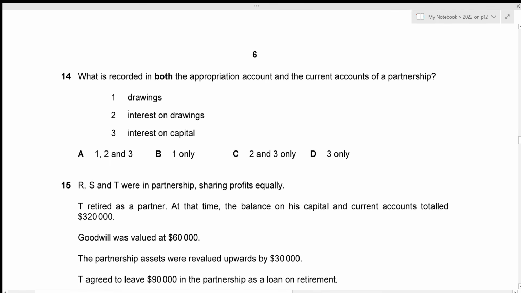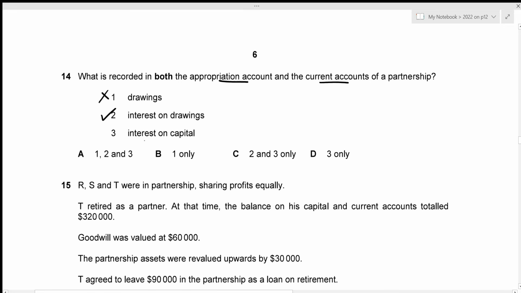What is recorded in both the appropriation account and the current accounts of a partnership? The first one is drawings. So drawings is recorded in the current accounts of a partnership, but only interest on drawings is recorded in the appropriation account. So this is incorrect. The second one is interest on drawings. Interest on drawings is recorded in the appropriation account as well as the current accounts of the partnership. So this is the correct one.